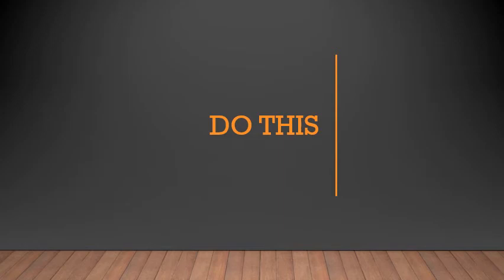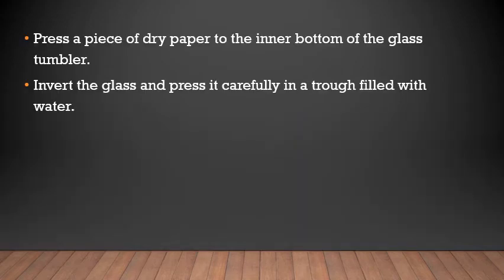Moving on, you have a do this exercise in your textbook on page number 78. Now press a piece of dry paper in the inner bottom of the glass tumbler. Take a glass tumbler. Don't take the steel one. Crush the dry paper and put it inside the tumbler. Invert the glass and press it carefully in a trough filled with water as shown in this picture.